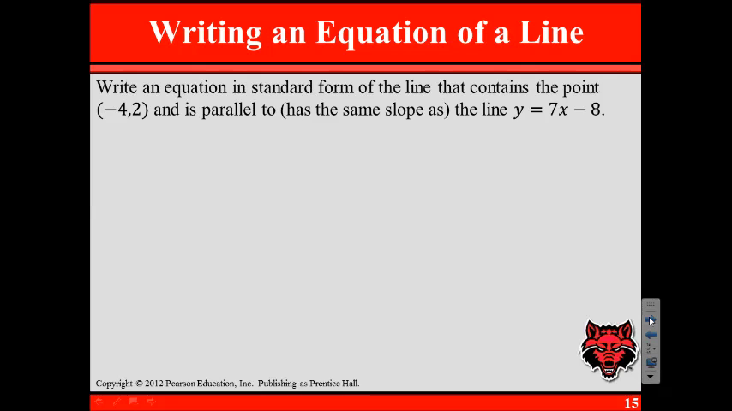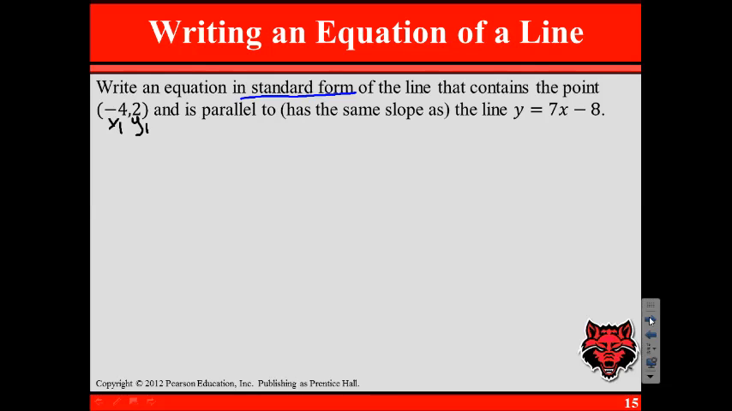Let's try a couple of examples with another set of information. In these two examples, we will use the fact that we want to be parallel or perpendicular to a line to find a new equation. First we want to write an equation in standard form. Let's underline that so we don't forget standard form. That contains the point negative 4, 2. We can go ahead and label that point x1, y1. And is parallel or has the same slope as the line y equals 7x minus 8.